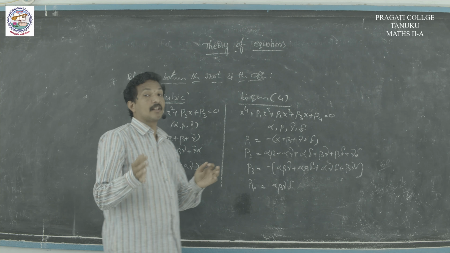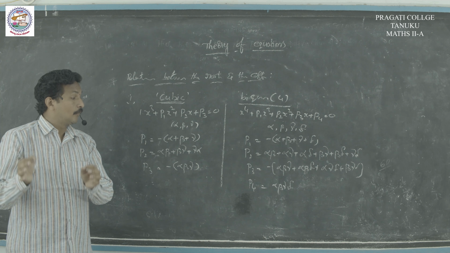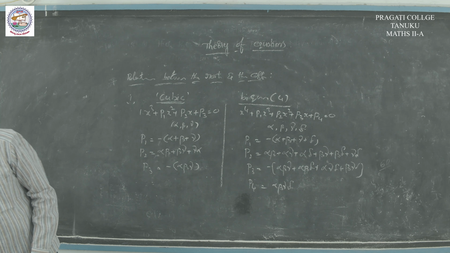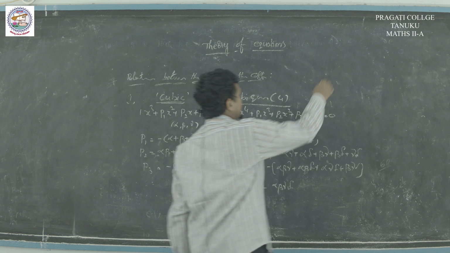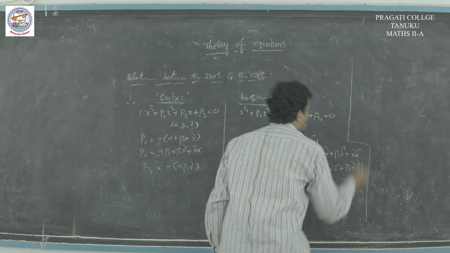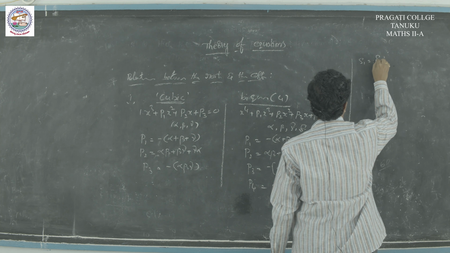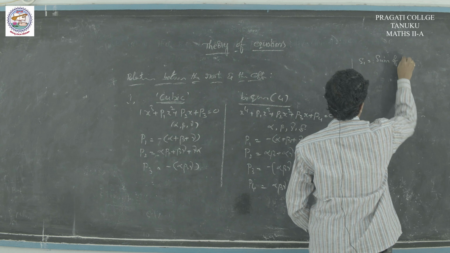P4 means the product of the roots taken 4 at a time. Okay, and the next one is S1. S1 means sum of the roots.